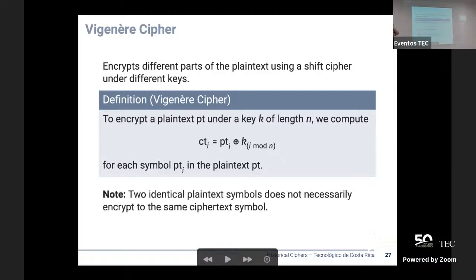One interesting observation, and that's actually why it was unbreakable at the time, is that if the letter A, for example, appears two times in the message, it doesn't necessarily map to the same letter. So this letter frequency, you can now not easily use anymore. We can still use it, but not that easily. We'll find out in a bit.